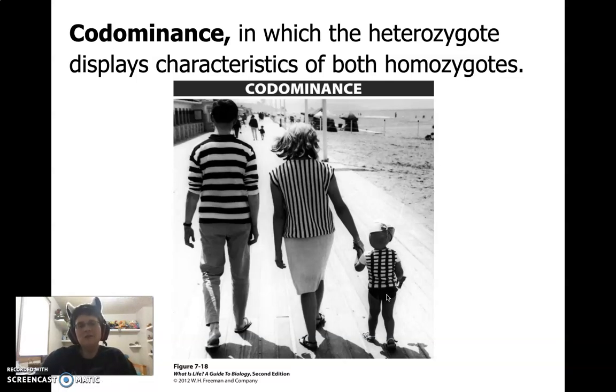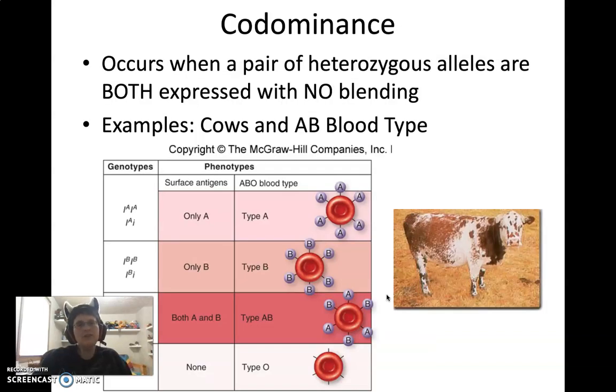Let's take a look at how this works with actual genes. In codominance, the heterozygous alleles are both expressed, with no blending. In our cow over here, for example, the trait is fur color. The fur is white and brown, so those are the two genes. They're not blended together. If this was incomplete dominance, then the cow would be kind of a light brown color. Instead, what we get is spots. And so this is an example of codominance.